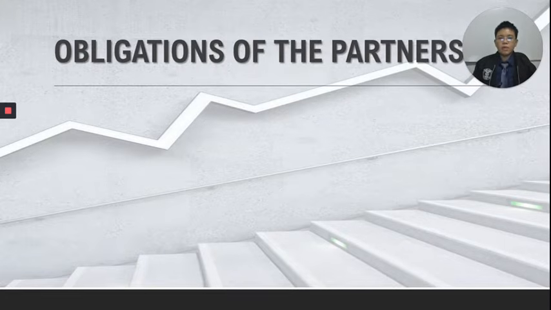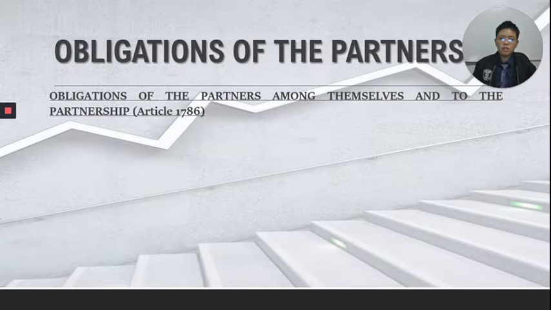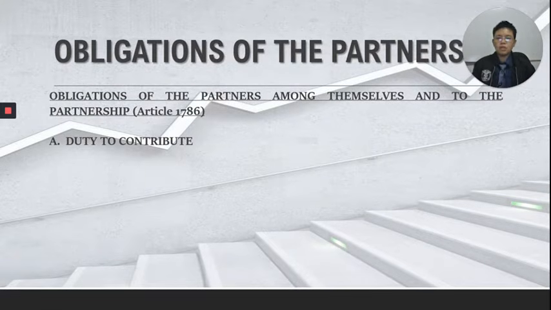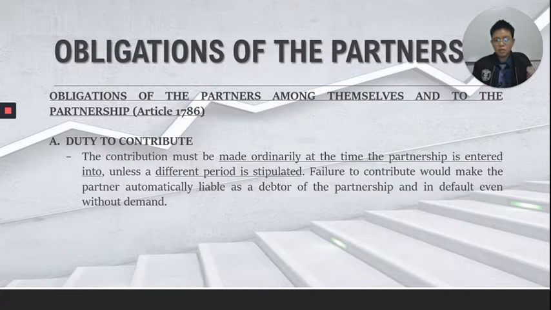So let's begin with the obligations of the partners. So Article 1786 is an enumeration of 5 of the obligations. But later on, makikita nyo, mas marami pang mga obligations. Anyway, 1786 talks about 5 obligations: the duty to contribute. So remember, usually the contribution is made ordinarily at the moment of the celebration of the contract, but it can be made later on. So if a different period is stipulated, yun ang susundin natin. However, class, dapat meron talagang contribution. Hindi pwedeng wala. So there's an undertaking by each partner that they will give a contribution at some time.